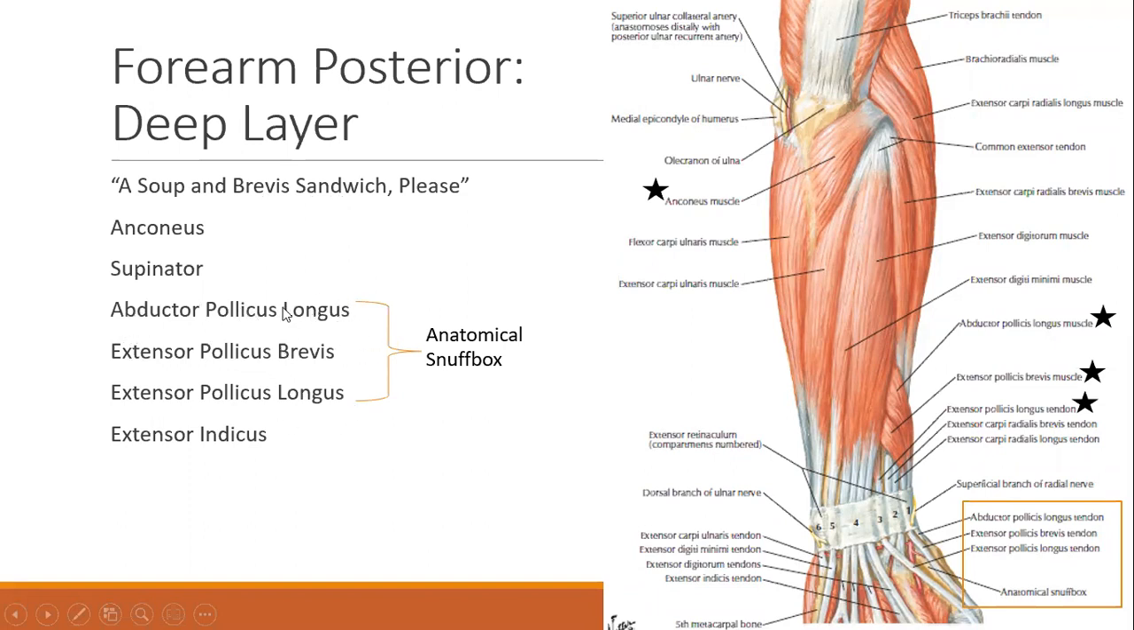So you have abductor pollicis longus and extensor pollicis longus. So notice how lots of pollicis, two longus in between a brevis, and then you have the abductor and the two extensors. So abductor pollicis longus, extensor pollicis brevis, and then extensor pollicis longus. And these three structures together create what's called the anatomical snuff box, which we'll see a better picture of on the next slide. And then finally, extensor indicis, literally extending your index finger.